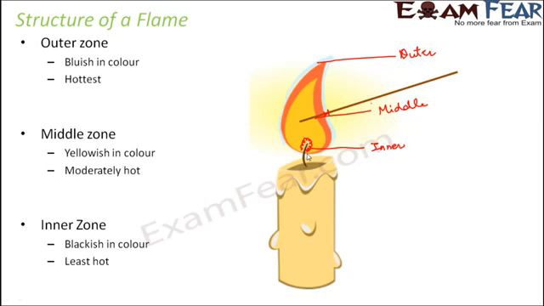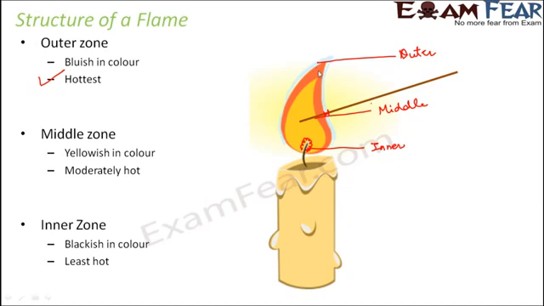Now when you talk about the temperature, the outer zone is the hottest. It has the highest temperature. The middle zone is moderately hot and the inner zone is the least hot. That is quite surprising, because many people think that the center part will be the hottest and the outer part would be the least hot. But it is just the opposite. This portion is the hottest.